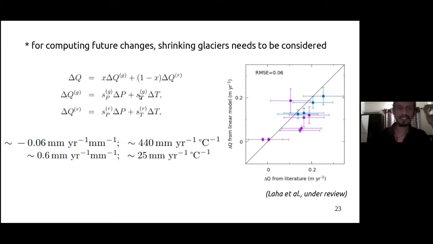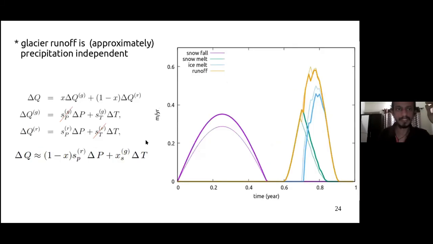And what was interesting, when you look at the sensitivities, the precipitation sensitivity of the glaciers, runoff from glaciers, was very low, 10 times lower than the rest of the non-glaciarized part of the catchment. On the other hand, the temperature sensitivity was 10 times higher. Okay, so that's another interesting thing. I'll come to that. Why is this happening?